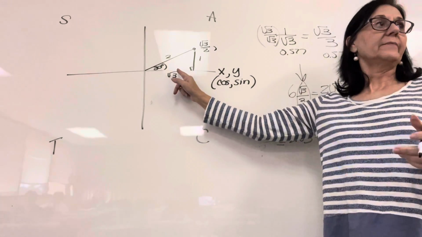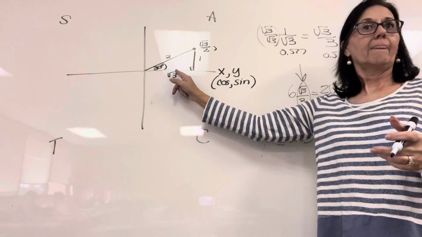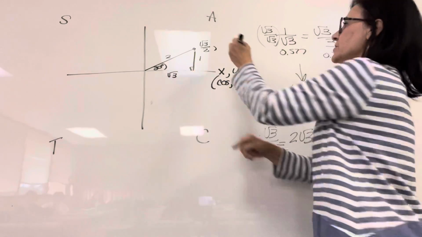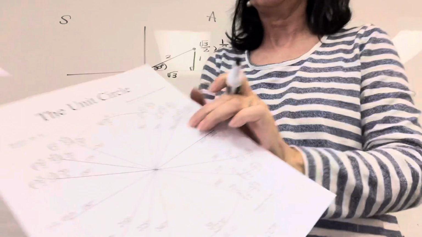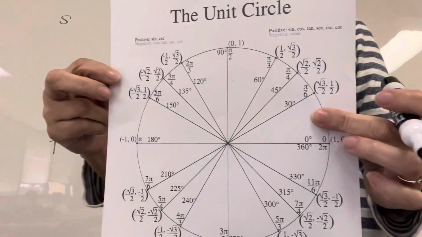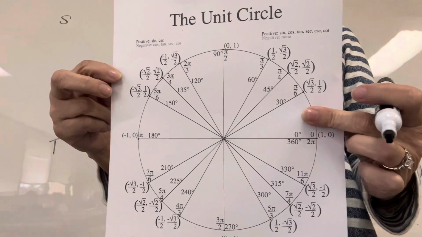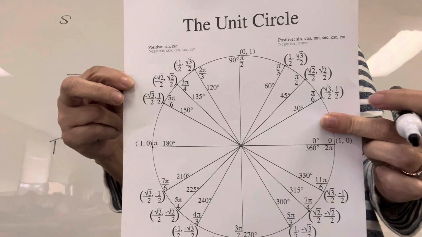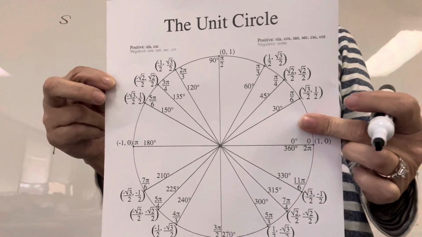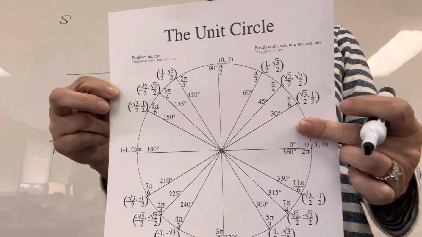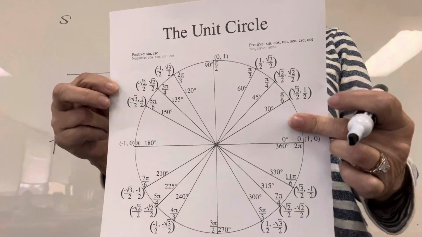What would the sine be? 1 over 2. Look on your unit circle. Look at that 30-degree angle. You see in the parentheses? That first one is the cosine, square root of 3 over 2. You see the second one is the sine. You see that?